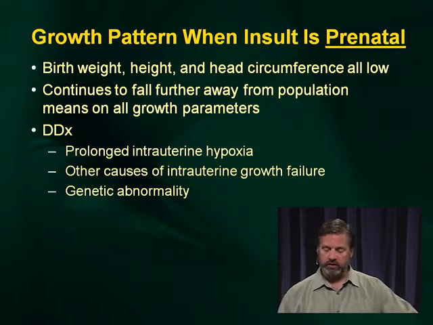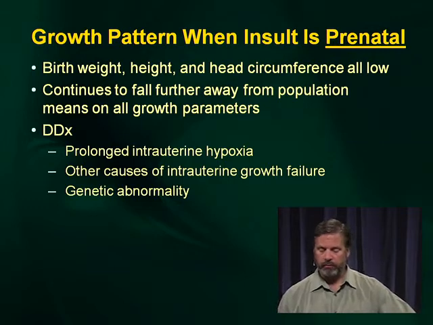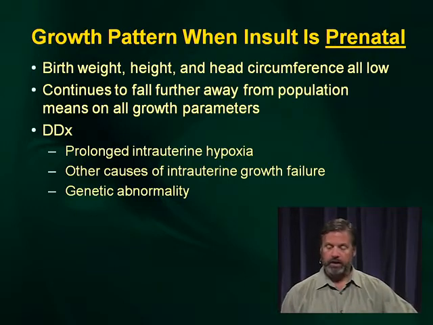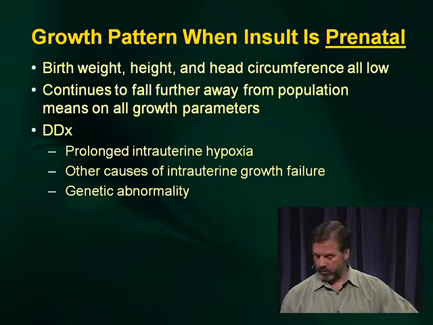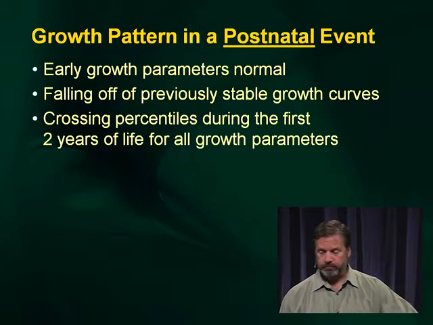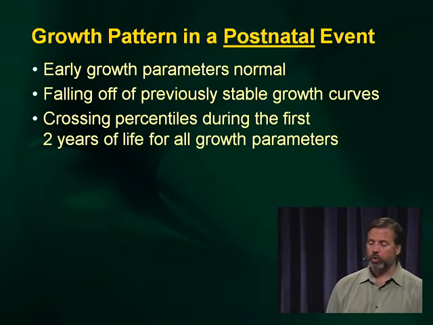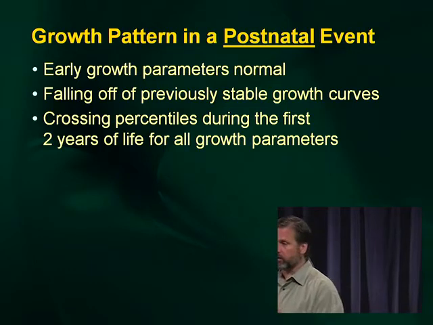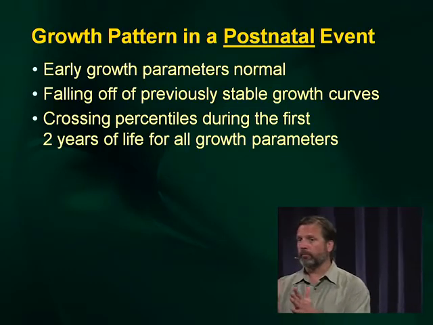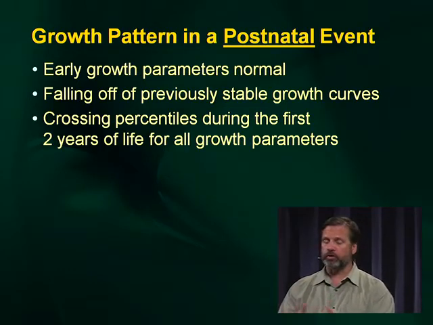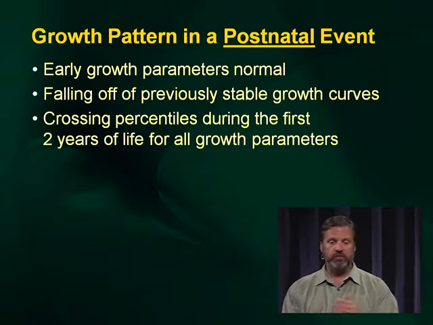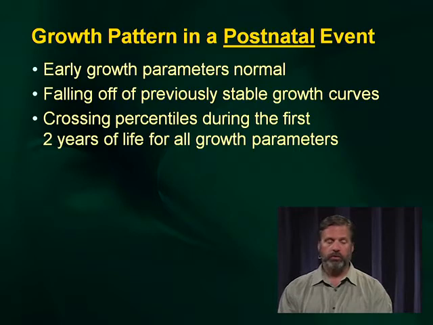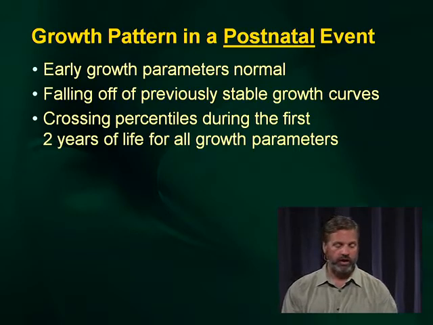So the kinds of things that are prenatal insults are intrauterine hypoxia, any other cause of intrauterine growth failure, or a genetic abnormality. The pattern in growth that you're going to see if it's a postnatal insult is you're going to see some normal parameters at birth, and you're going to see a falling off of one or more of those parameters from the normal curve as development goes on.